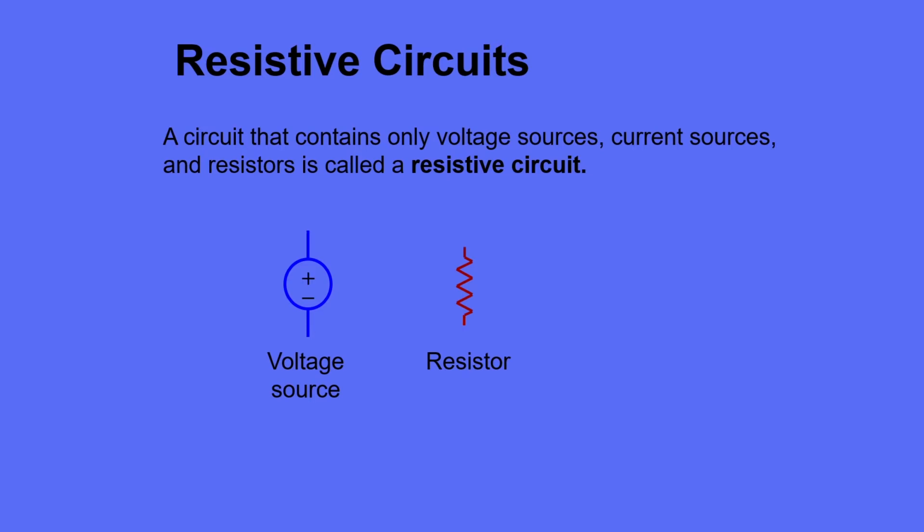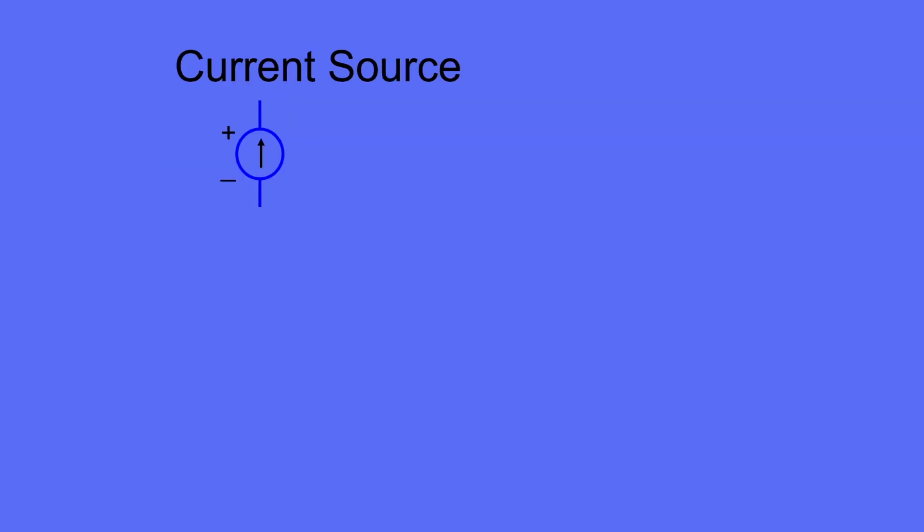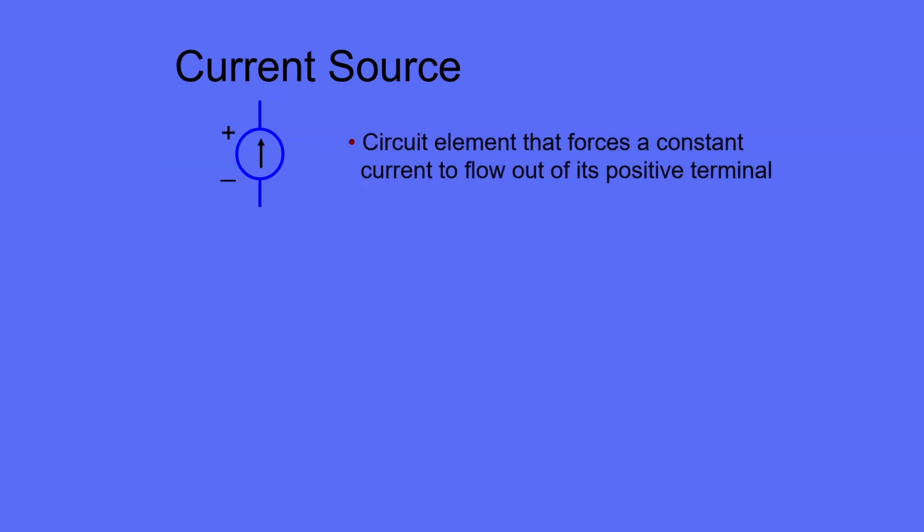We're familiar with the voltage source and the resistor from previous modules. The current source is a new circuit element that we'll talk about in a moment. Let's talk about the current source. A current source is a circuit element that forces a constant current to flow out of its positive terminal.